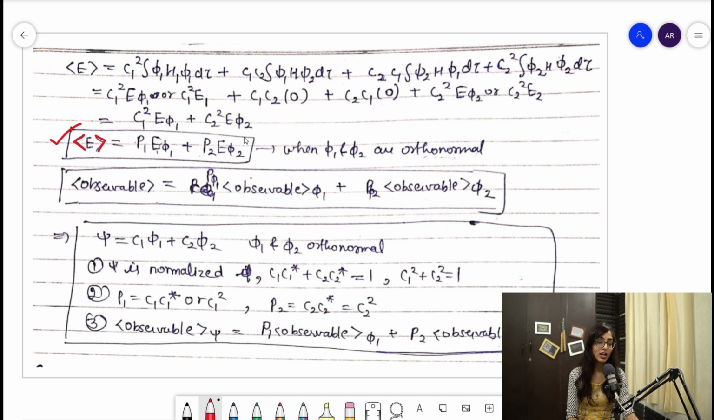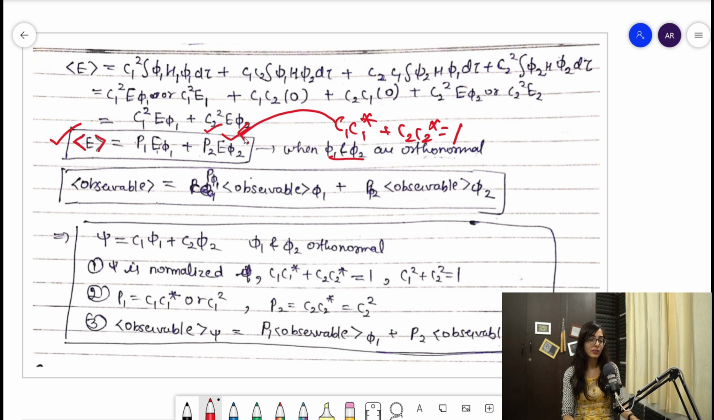This is the formula. P1, the probability corresponding to phi 1 state, and then energy E corresponding to phi 1 state, plus P2, the probability corresponding to the second state, and then energy corresponding to phi 2 state. And this is the condition that phi 1 and phi 2 should be orthonormal. That means you need to check first that C1 into C1 star plus C2 into C2 star is equal to 1. Then you will go to this formula. Clear, guys?